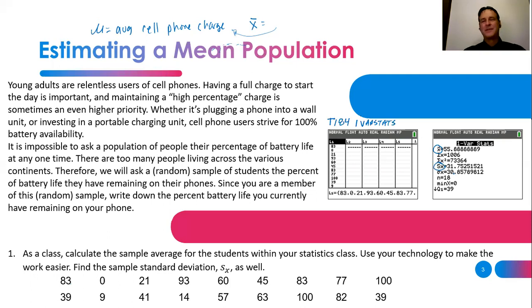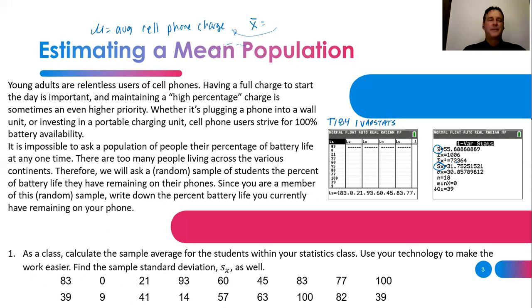And what does that mean? It means that amongst the students in my class, their charge varied by 31.75 from the class average. All right, so we're going to keep that handy, and we're going to use that to find a confidence interval for the true population average charge for cell phones.